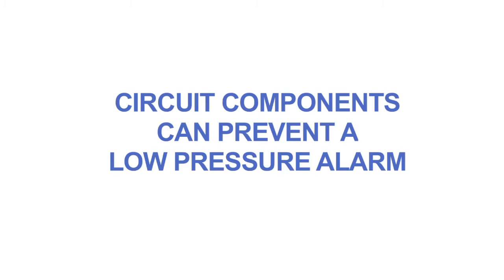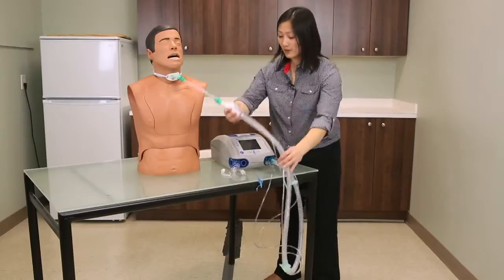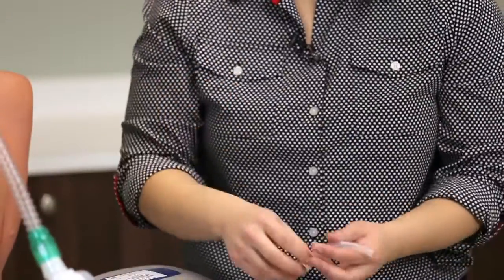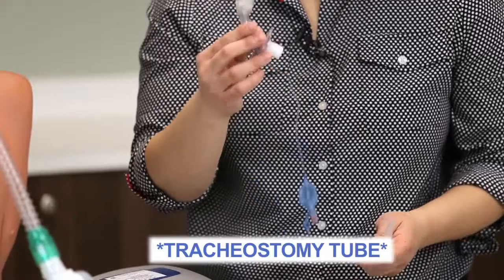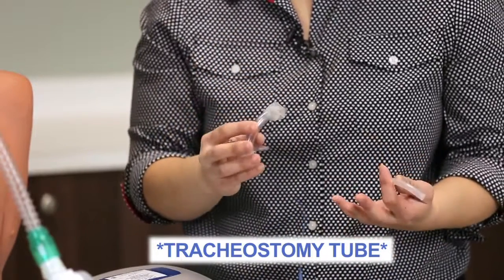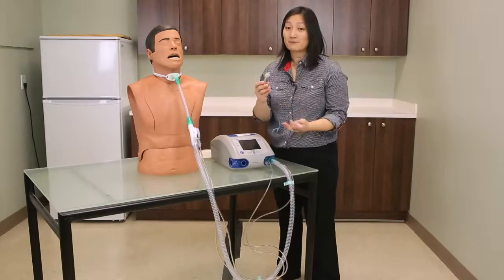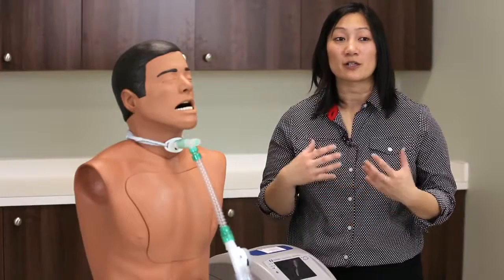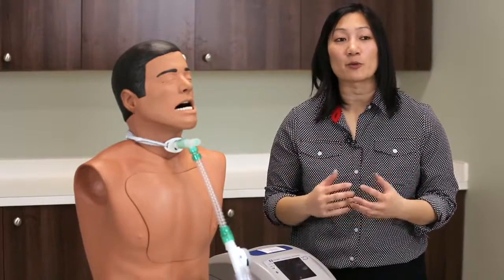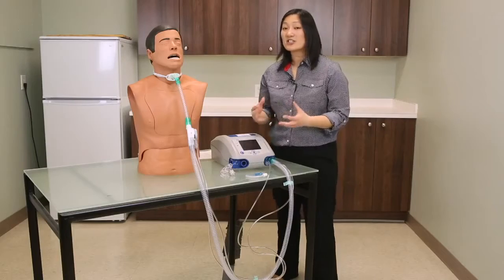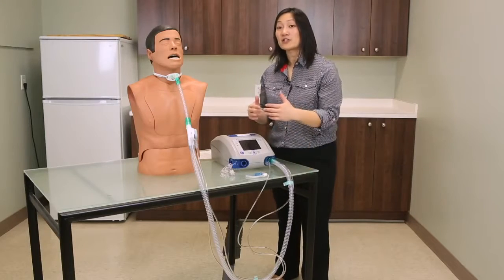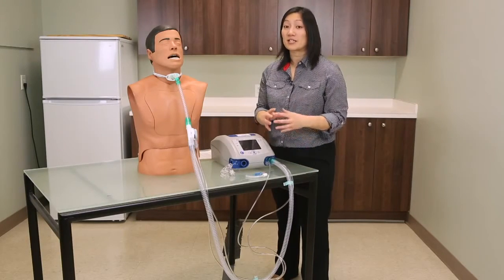The trick about the low pressure alarm is that circuit components such as the ventilator tubing, the inner cannula, and tracheostomy can prevent the low pressure alarm from actually ringing or visibly alarming. So why do the circuit components prevent a low pressure alarm from occurring? It's essentially the back pressure that's generated within the circuit when the ventilator is attempting to give a breath.